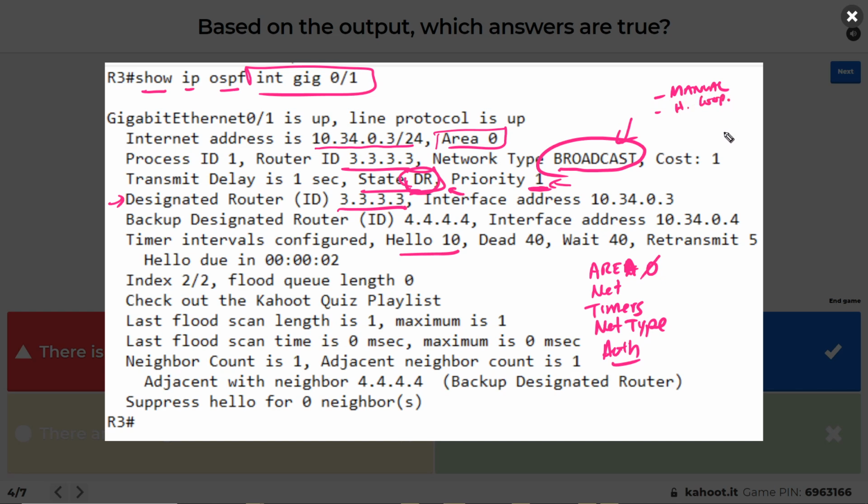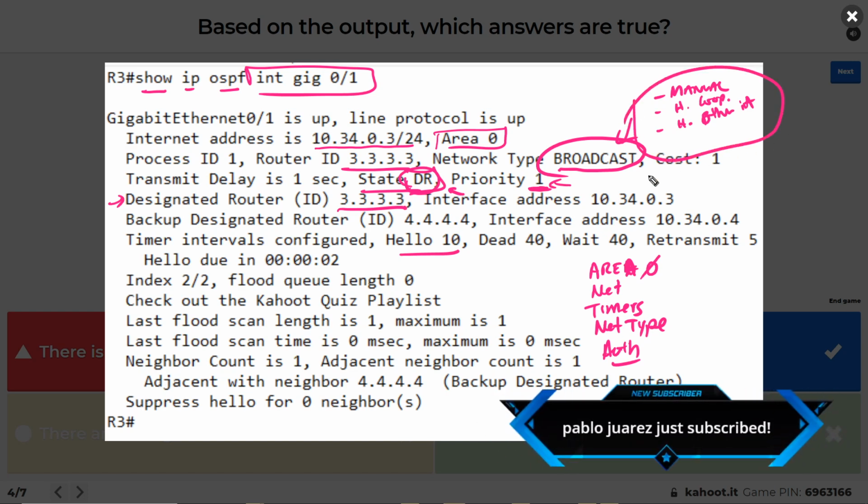And if you don't have any loopback interfaces, the third choice would be the highest IP address on any other interfaces. And that's the pecking order. And that's definitely CCNA territory on how this router ID gets assigned.